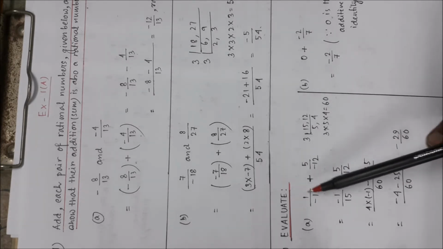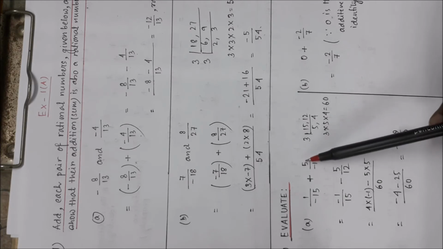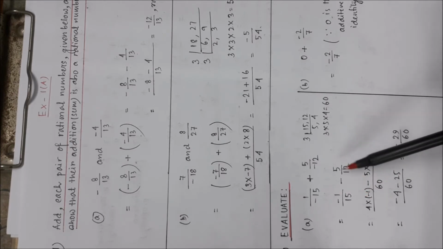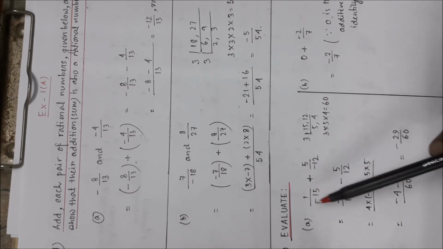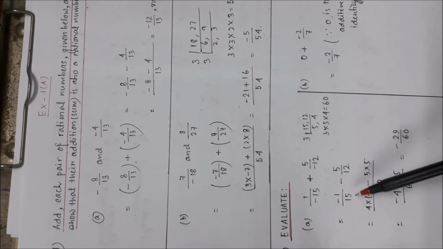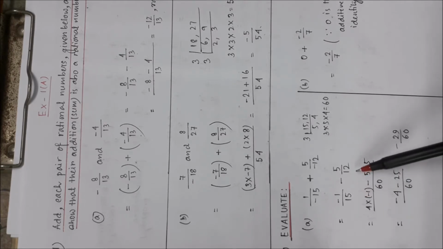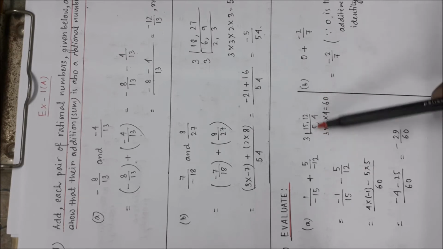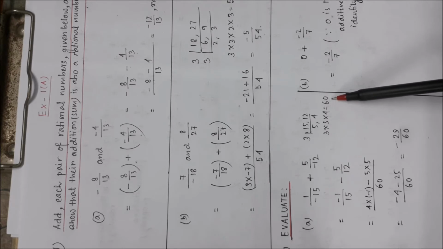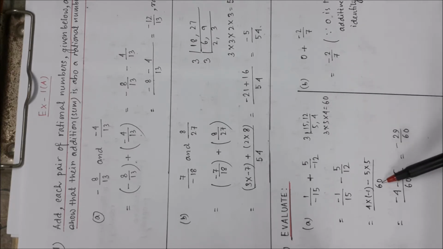It is given as 1 by minus 15 plus 5 by minus 12. So we can write it as minus 1 by 15 minus 5 by 12. That means I am writing the number in standard form. Standard form is where the denominator is positive. Now first find the LCM of 15 and 12. You have seen LCM, you will get it as 60. So the denominator will be 60.